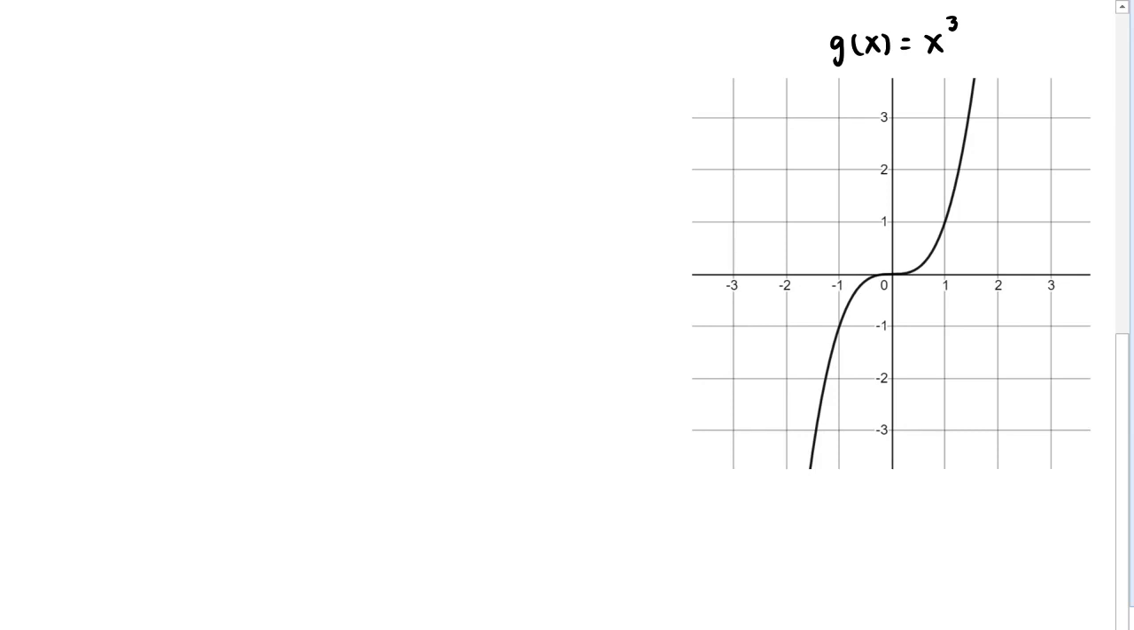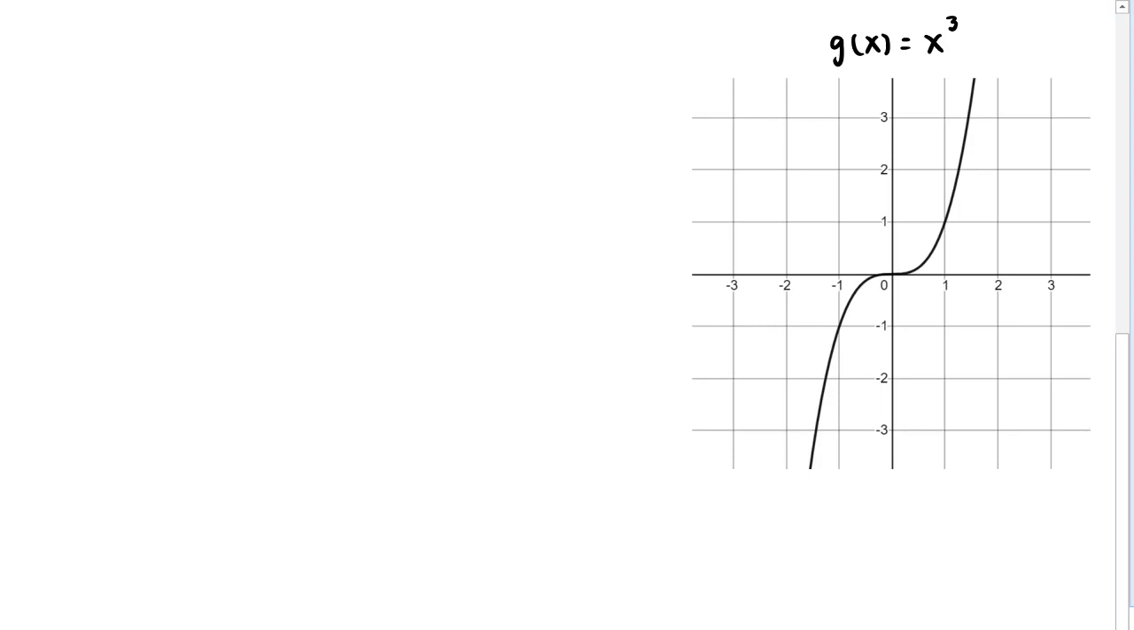Okay, so what does it mean for a function to be an odd function? Let's take a look at this example of an odd function: g of x is equal to x cubed. This is an odd function. It's not odd because of the exponent. It's actually odd because of the symmetry in the graph. And what kind of symmetry am I talking about?